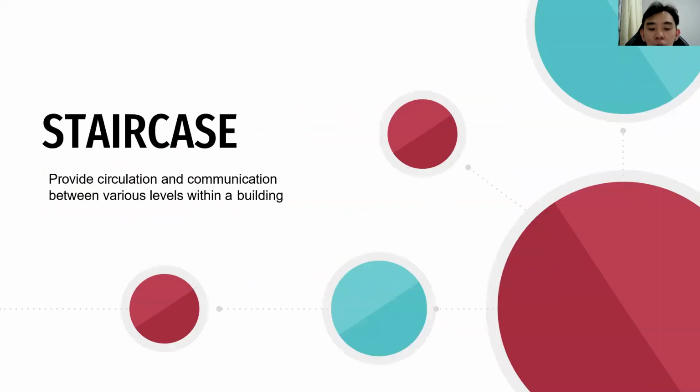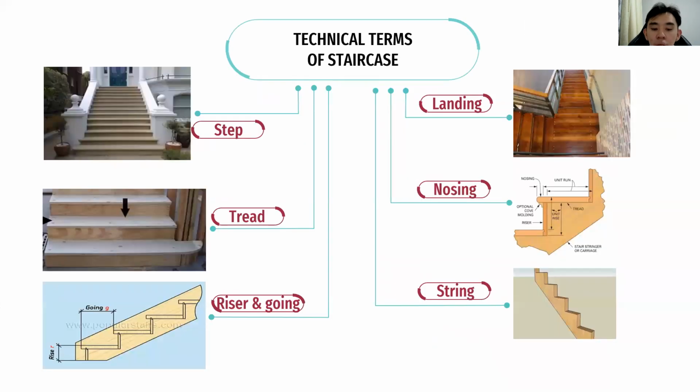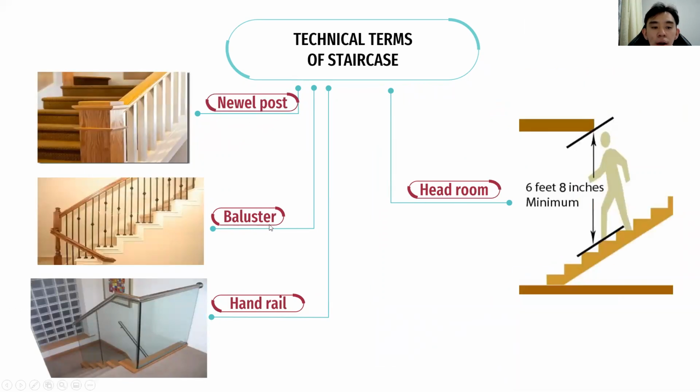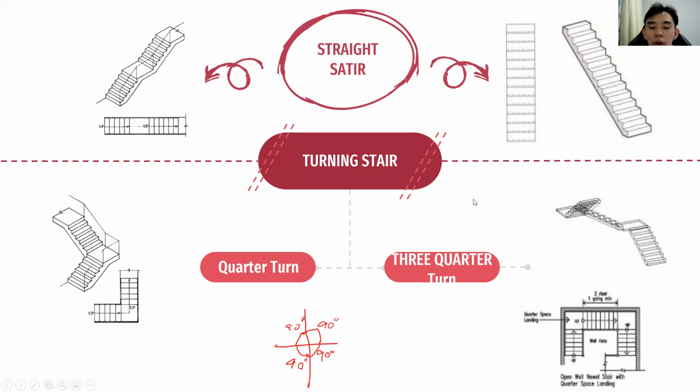Moving on, I am going to explain about staircases. The function of the staircase is to provide circulation and communication between various levels within a building. A few technical terms of staircase that we need to know are step, tread, riser, going, landing, nosing, string, newel post, baluster, handrail, and headroom. For the types of staircase, there are three types.